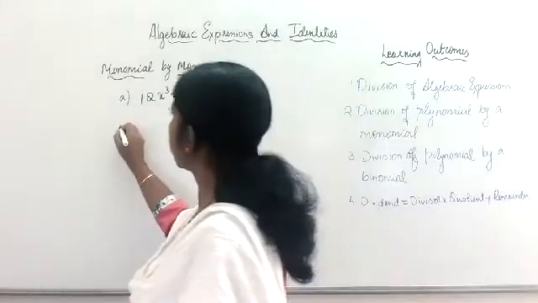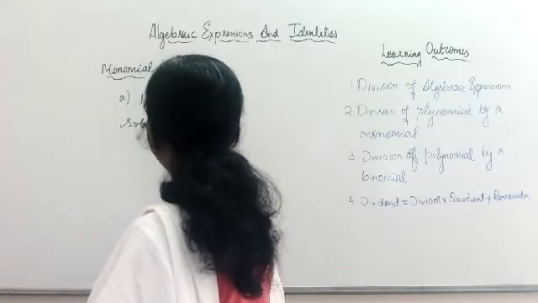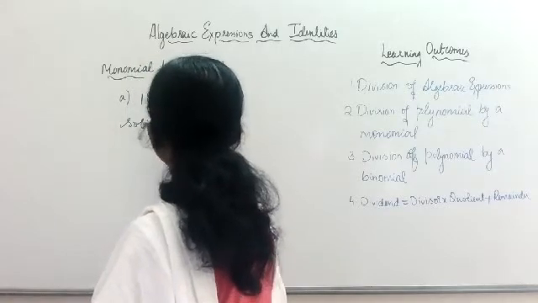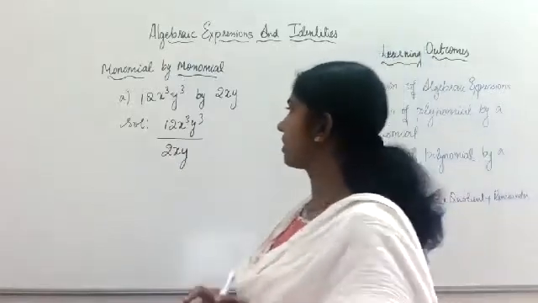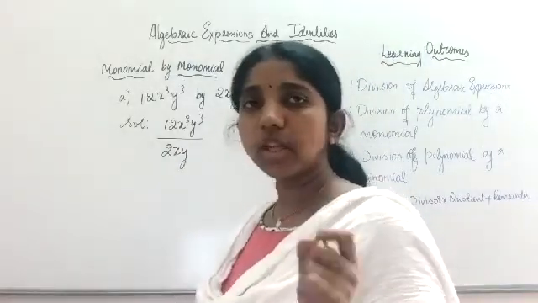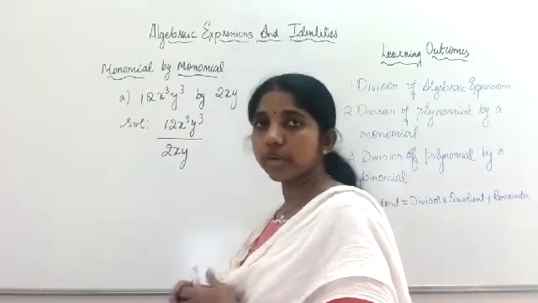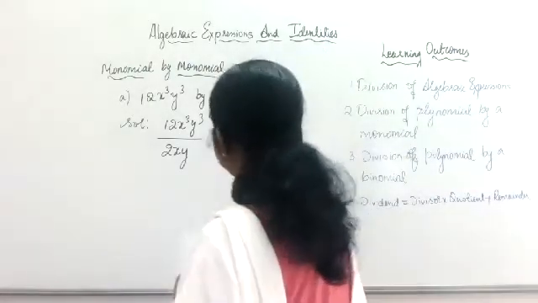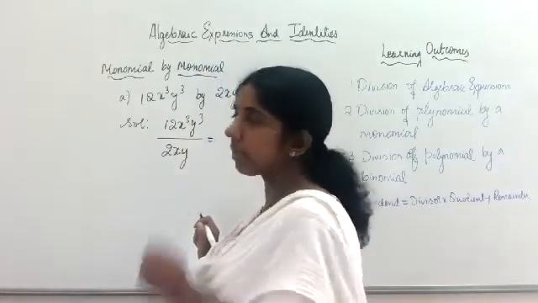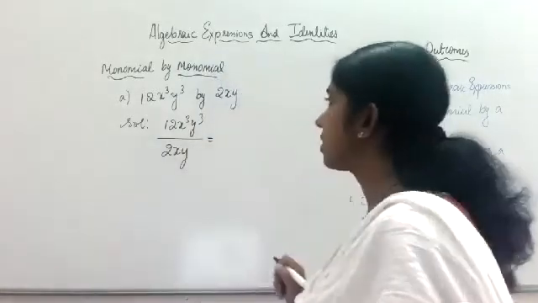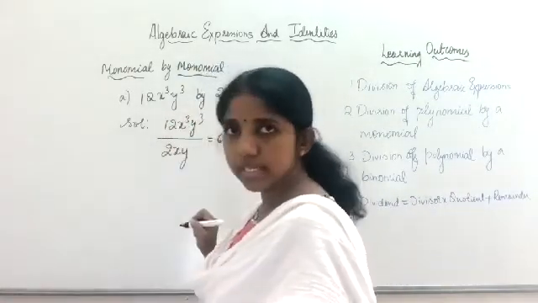Solution: 12x cube y cube divided by 2xy. This is how we write the division. Now we have learned the laws of exponents, so you can apply them here. This will be a whole number by whole number division, which we know how to do. 12 by 2 is 6, because 2 sixes are 12.